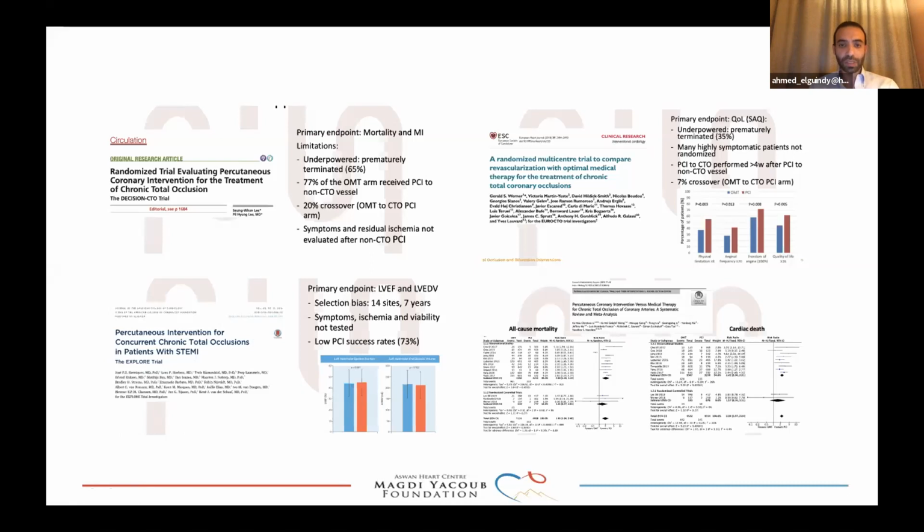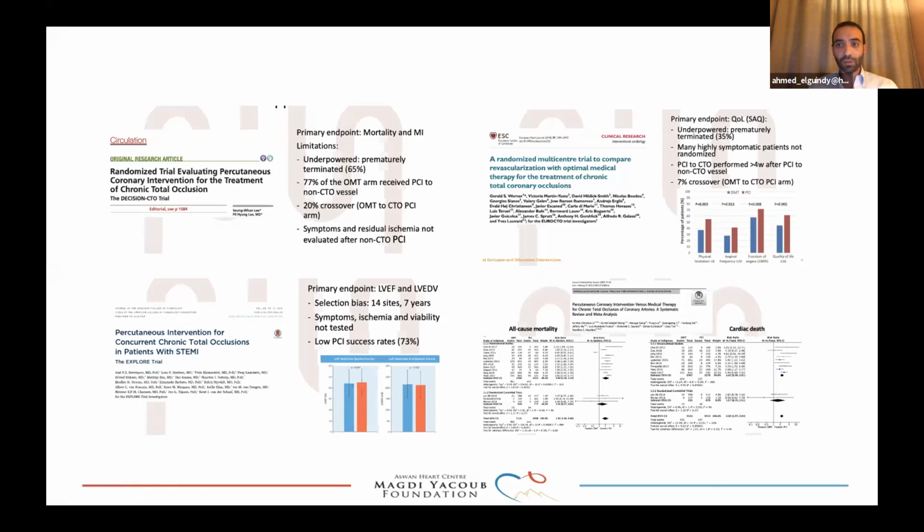Again, symptoms and ischemia and viability were not tested, and the PCI success rate was quite close, 73%, which was quite inferior to what we're accustomed to in the current era. The Euro-CTO trial again tried to look at a primary endpoint of quality of life, and again had similar problems, prematurely terminated after recruiting only 1/3 of the initially intended number of patients.